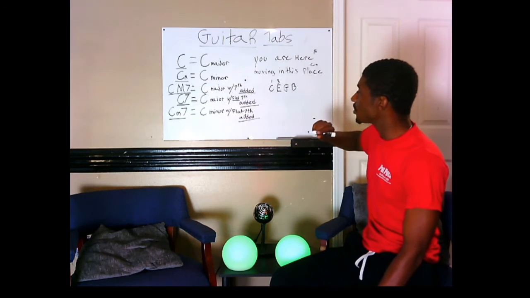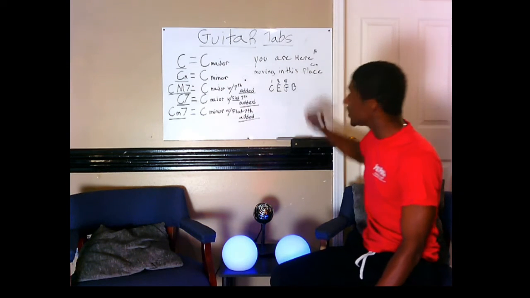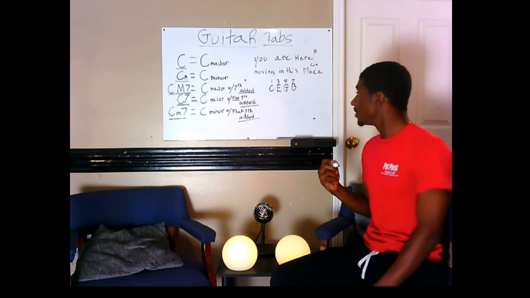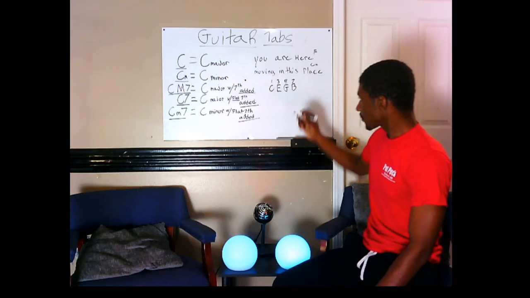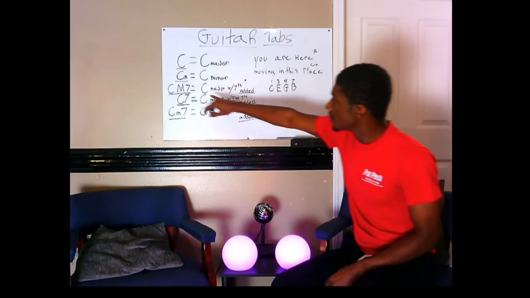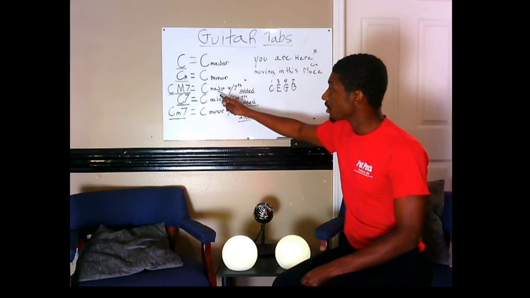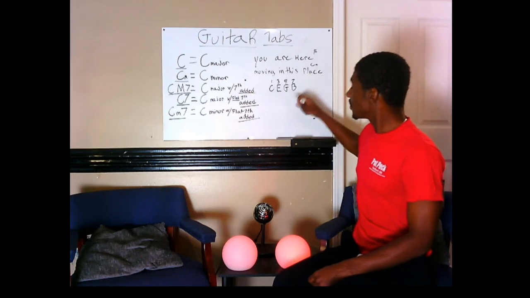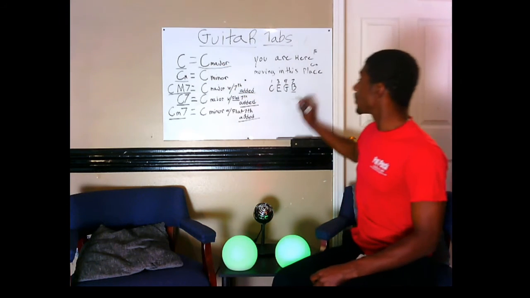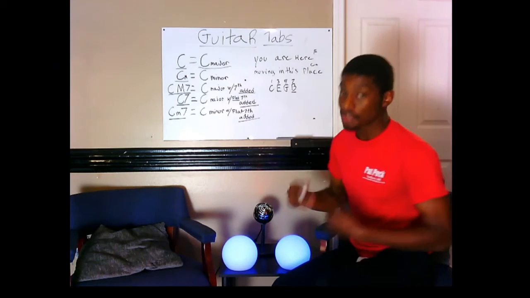So the C is the first note in the C major scale, E is the third note in the C major scale, G is the fifth note in the C major scale, and B is the seventh note in the C major scale. Now, of course, it goes back to the C. Now, if you see a C with a capital M and a 7, that just means it's a C major with the seventh added. So you're playing a C major chord, and you're adding this note as well into that C major chord. That's what a C major 7 is.